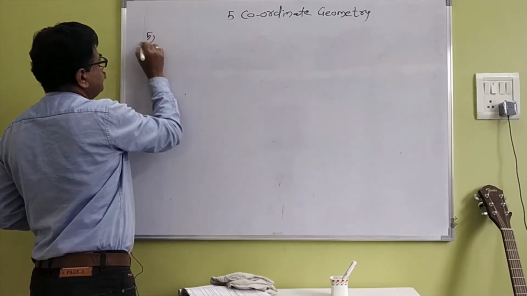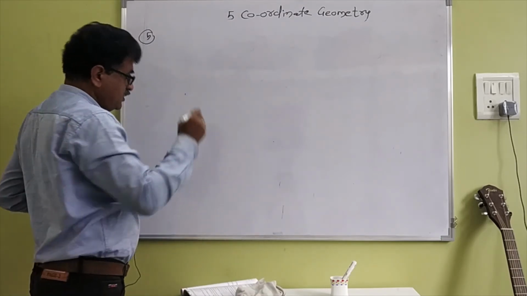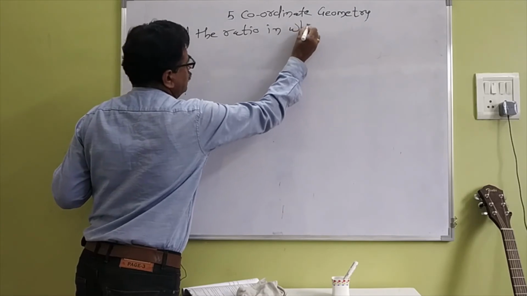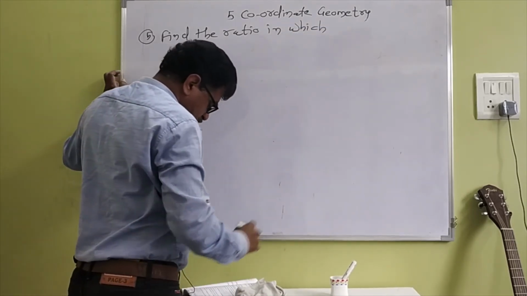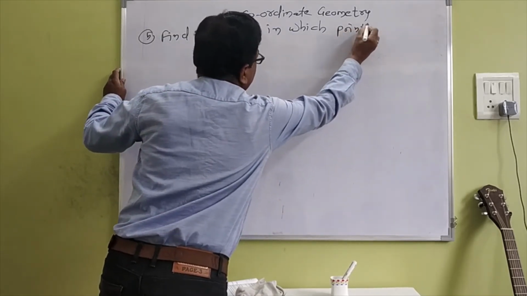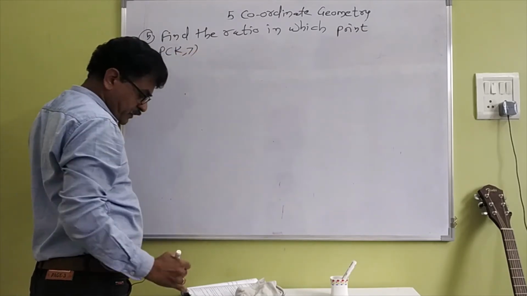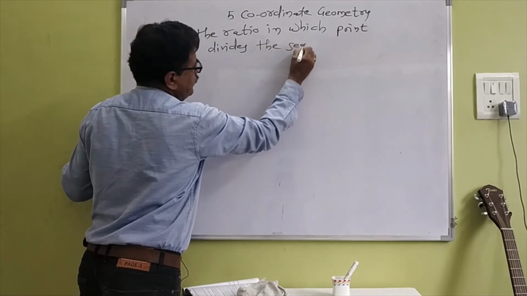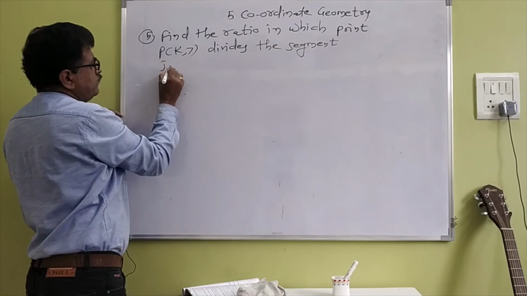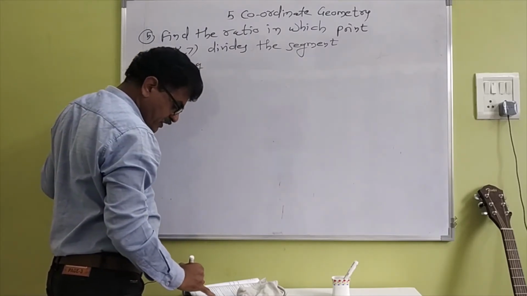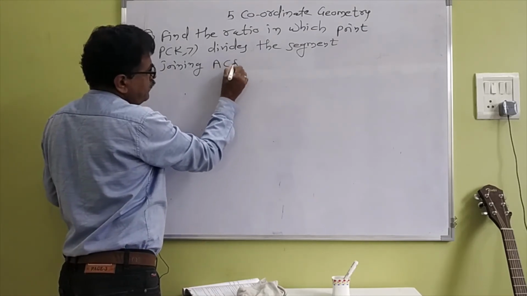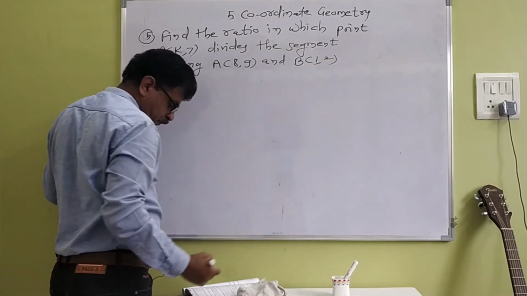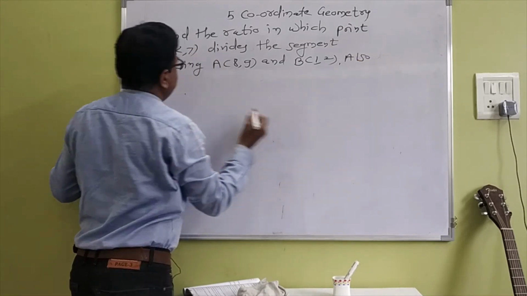Question number 5. Find the ratio in which point P of k, 7 divides the segment joining A of 8, 9 and B of 1, 2. Also find k.